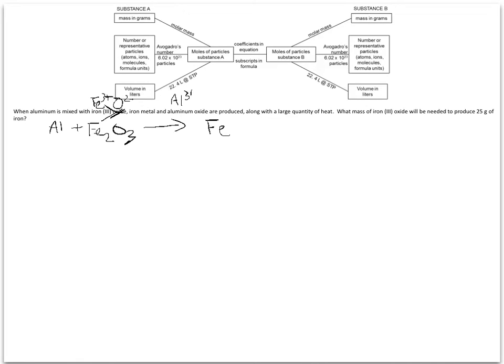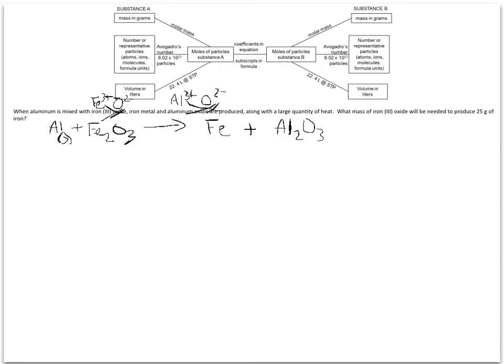Aluminum has a 3+ charge because it's in group 13. Oxygen is -2 because it's in group 16. It needs 2 more to be happy. So if we switch those, we get Al2O3. All right, so the states of this: aluminum is a solid.